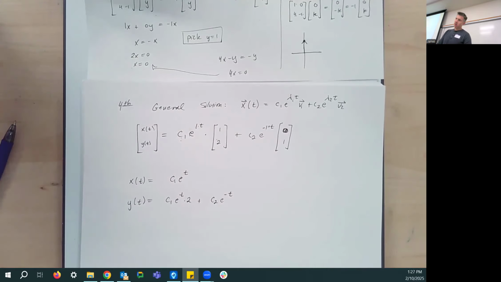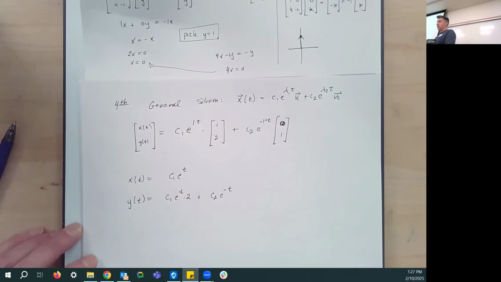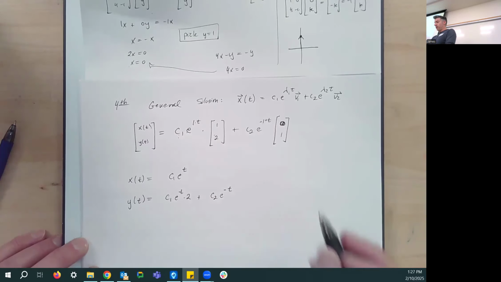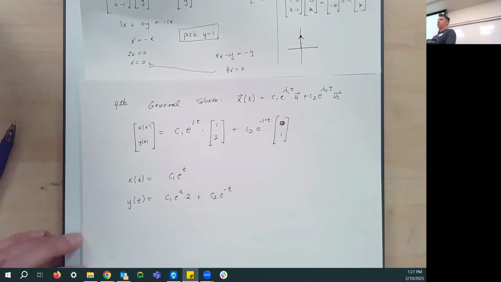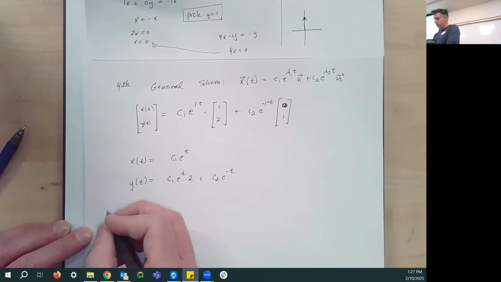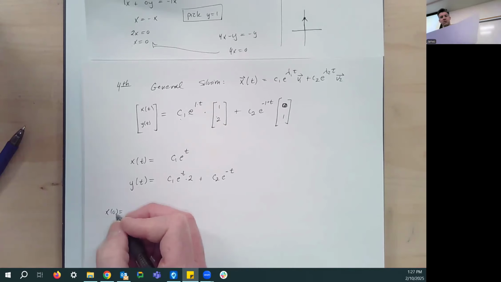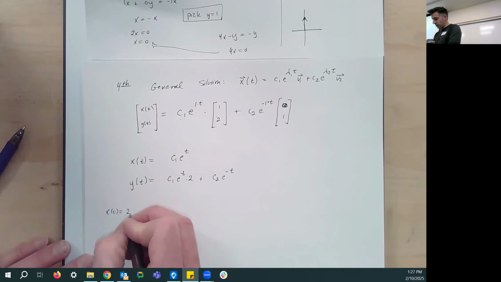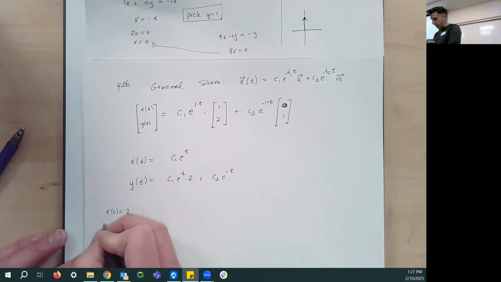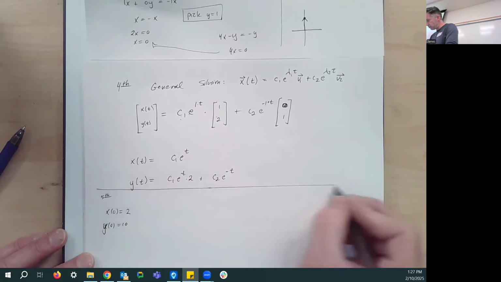There's something else I want to say here. I will point out that specifically when you've got a 0 in one of your eigenvectors, it's actually really easy to find the constants c1 and c2. Let me show you what I mean. So we're plugging in our initial conditions, which is that x of 0 is equal to 2, and y of 0 is equal to 10. We're finding the particular solution here.